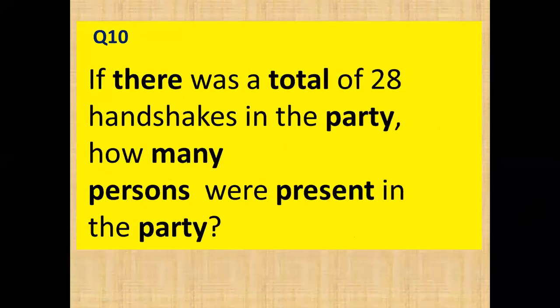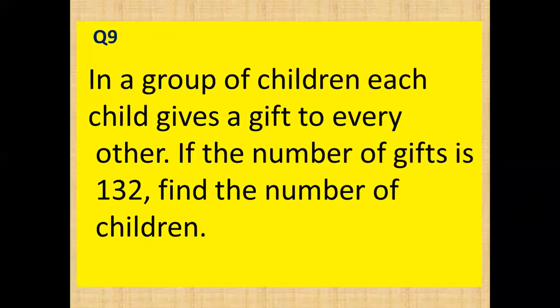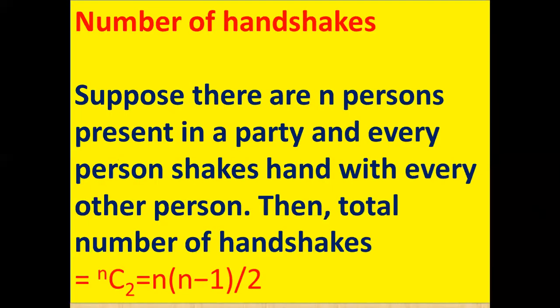Like this question: if there was a total of 28 handshakes in the party, then how many persons were present in the party? Or if they ask you questions like this: in a group of children, each child gives a gift to every other. The number of gifts is 132. Find the number of children. Okay. To solve such kind of question, we have one formula.